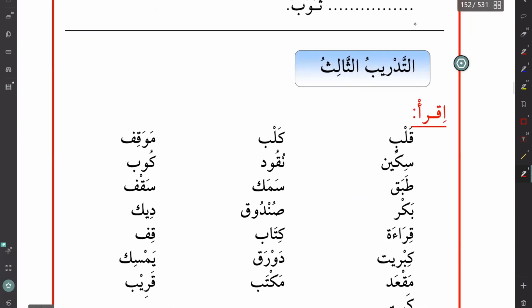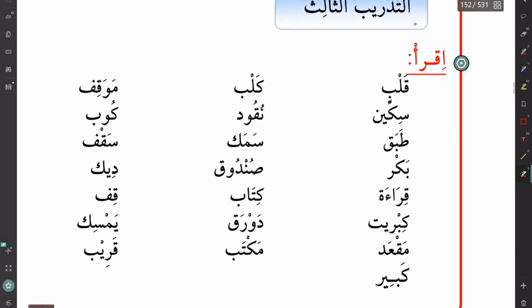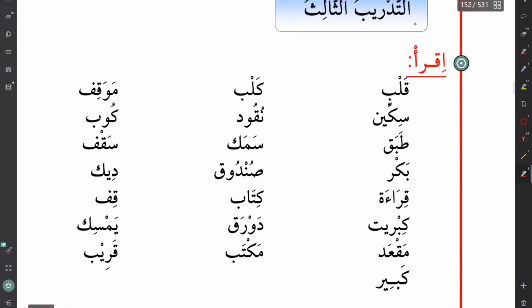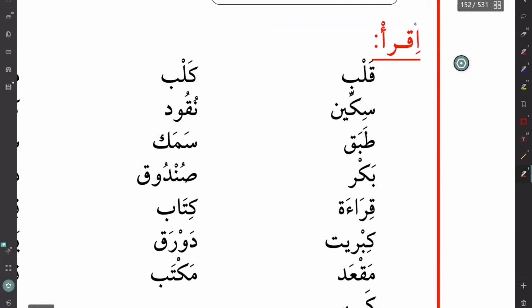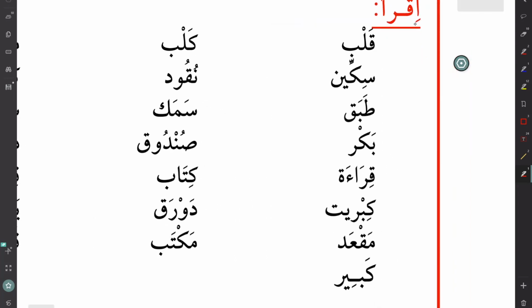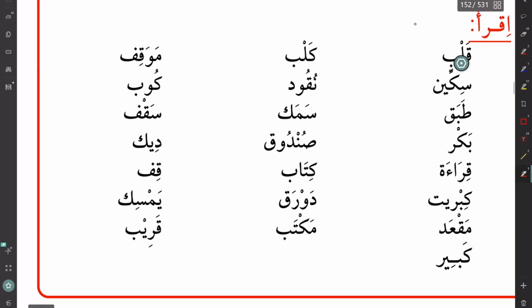Now, okay, so the next tadrib al-thalith, we have iqra again. Again, try to read them and see if you understand these meanings. Qalbun, qalb is heart, okay, and kalb is dog, okay. So you have heart, qalbun, heart, sikkin, tabak is dish, bakr, qira'atun is reading, kibrit is matches, maqad. A lot of these are old words. I'm pretty sure you know what they mean.